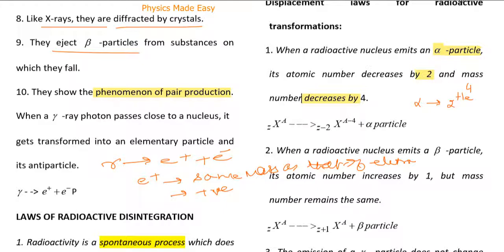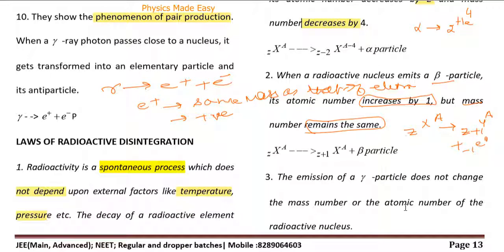When a radioactive nuclei emits a beta particle, its atomic number is increased by 1, but mass number remains the same. Now I have Z X A, which becomes Z plus 1 Y A plus an electron. So beta particle is basically an electron. So when beta particle is emitted, if we write the reaction directly parallel to this Z X A, it becomes Z plus 1 X A plus beta particle, minus 1 beta 0. So beta particle is basically an electron.